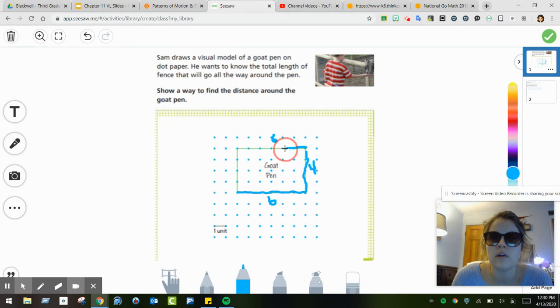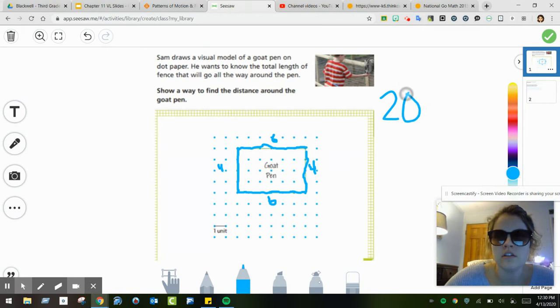11, 12, 13, 14, 15, 16. Yes, that means this side is going to be 4, I bet. If it is, it'll be 20 when we're all done. 16, 17, 18, 19, 20. Yes! So the distance around the goat pen is 20 units.